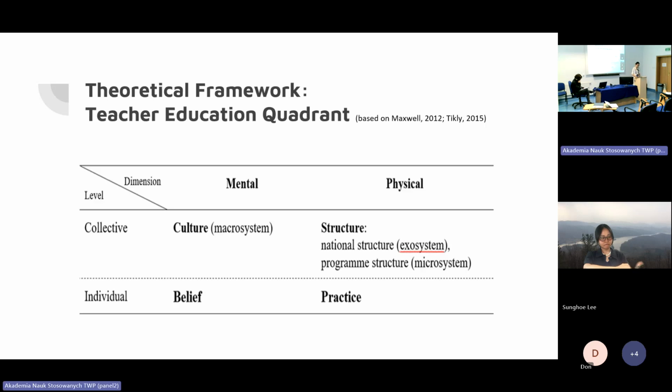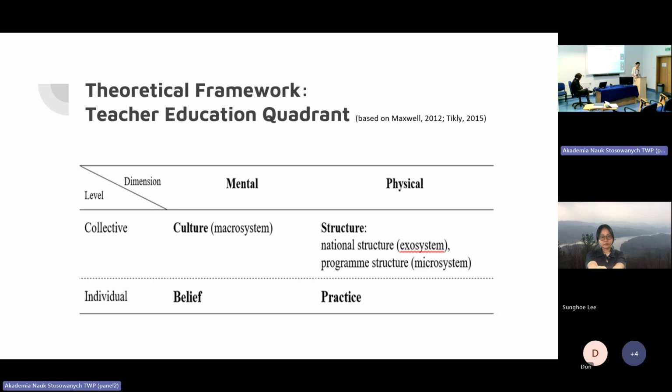I draw on Maxwell's distinction between the physical and mental aspects of reality, alongside Tikly's emphasis on the laminated system. A teacher education quadrant is developed, which distinguishes between culture, structure, belief, and practice as analytically distinct but interrelated aspects of teacher education. In this study, at the collective level, culture is interpreted as national education traditions and value systems. For example, Confucianism in China and the Bildung tradition in Finland.